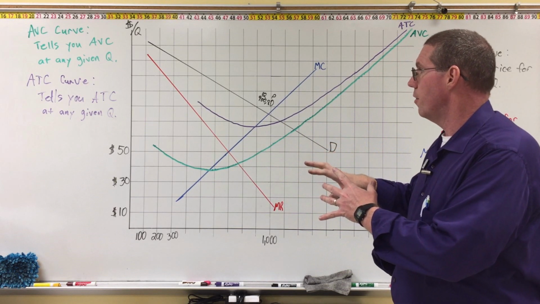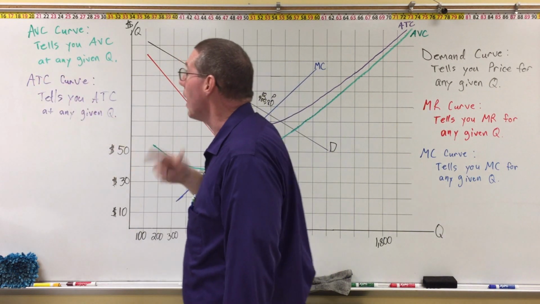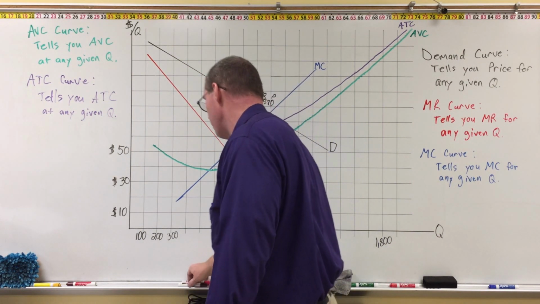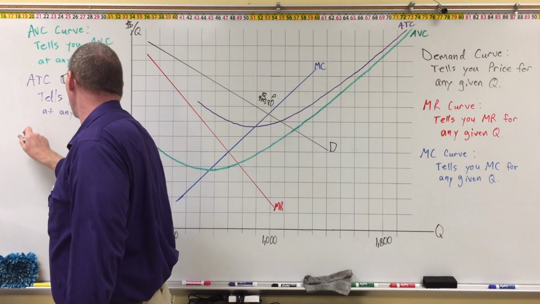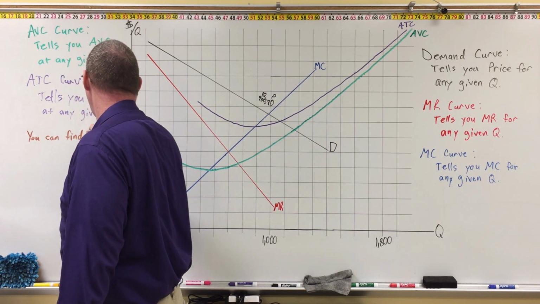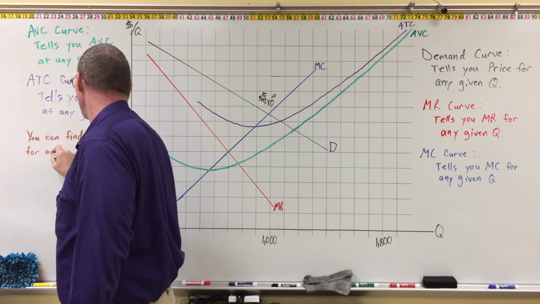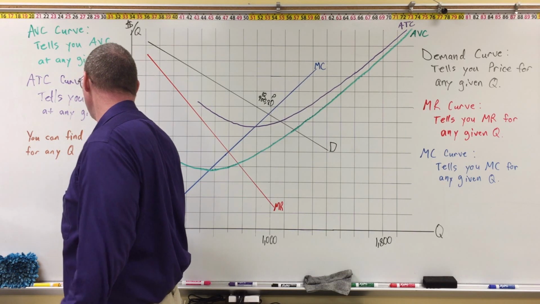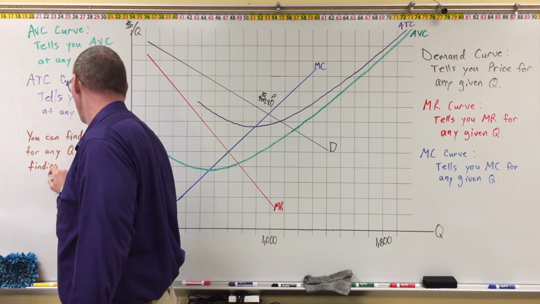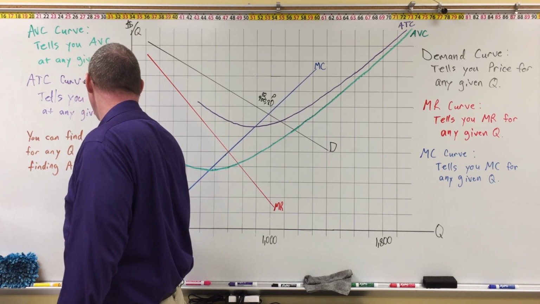And so there is one more thing that I want to tell you. There's something that's not on here, and you might say, well, hey, how would I get average fixed cost? Well, that's easy. You can get average fixed cost. Let's use this one right here. You can find average fixed cost for any quantity by, very simply, finding average total cost and average variable cost and then subtracting.